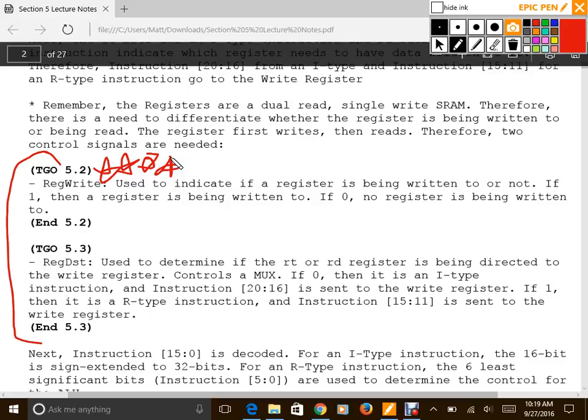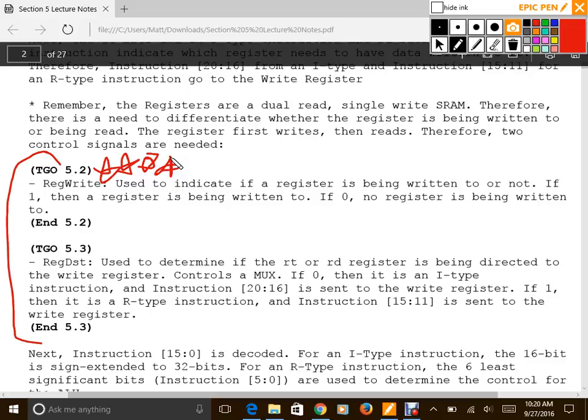So this other one is known as register destination. Remember I was just alluding to how we have to make a decision between whether the destination register is going to be RD, 15 to 11, or RT, 20 to 16. Register destination is used to determine whether the RD or RT register is being directed to the write register. So these two control signals work in concert.